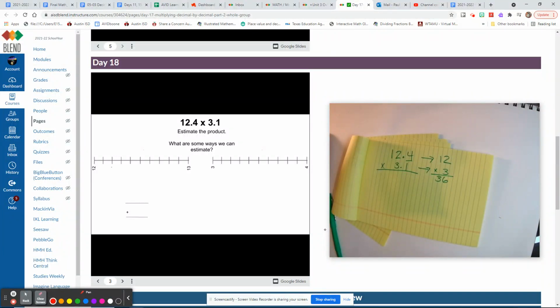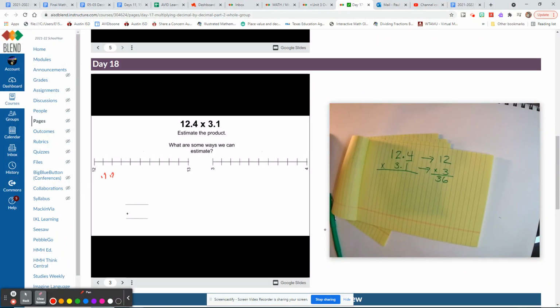All right. So, like we said, if each one of these is a tenth, and then the next number, that'd be 3 and 1/10, 3 and 2/10, 3 and 3/10, 3 and 4/10, 3 and 5/10, 3 and 6/10, 3 and 7/10, 3 and 8/10, 3 and 9/10, and then 4. 12 and 4/10 would be right there. 3 and 1/10 would be right there. So we're closer to 3, and we're closer to 12 than we are to 13.